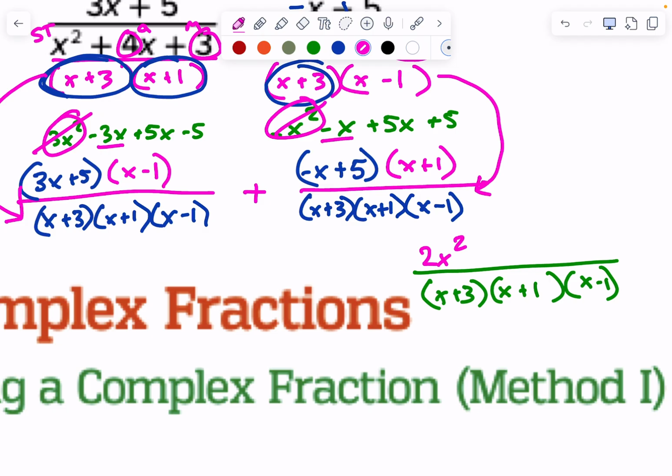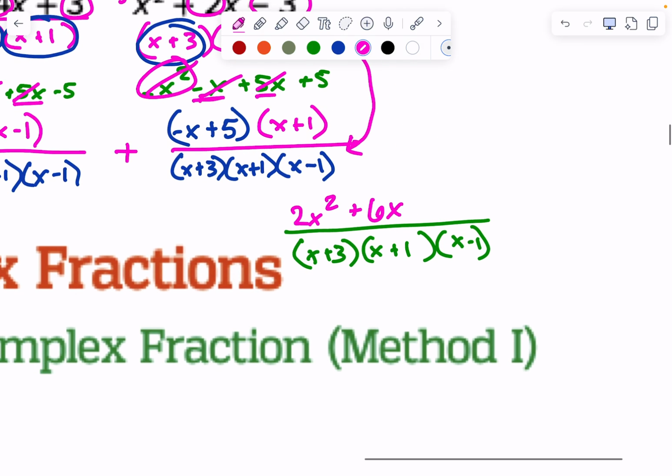Negative 3x minus another x is negative 4x. 5x plus another 5x is plus 10x. Can't you just combine them? 10 minus 4 is positive 6. So plus 6x, because all those go together. I'm used to only doing 2 at a time. The 5's cancel. So that's it.